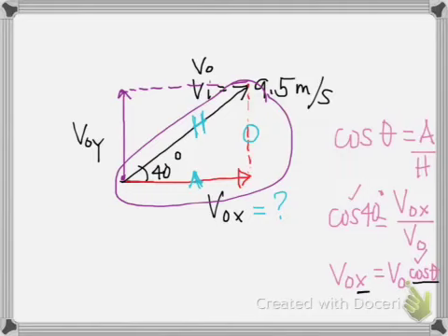So if you plug in the values now, it will become 9.5 meters per second multiplied by the value of cosine 40, which, if you plug it in your calculator, is going to give you a value of 0.77. So the answer will be 7.2 meters per second, and that's going to be positive because it is in the first quadrant.